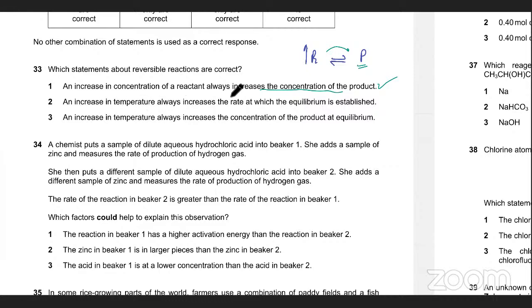An increase in temperature always increases the rate at which the equilibrium is established. Now remember, as soon as he mentions rate, be very careful because people confuse rate with equilibrium. As soon as he mentions rate, then the question is no longer about equilibrium. It's not about the reaction moving forward or backward. It's just a rate question. Even though he's using the word equilibrium, if he's talking about the rate of the equilibrium, then it's basically rate. So it should have nothing to do with the reaction moving forward or backward. So what happens if you increase temperature? Does the rate increase?